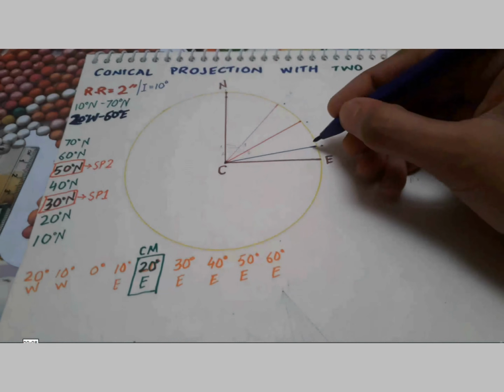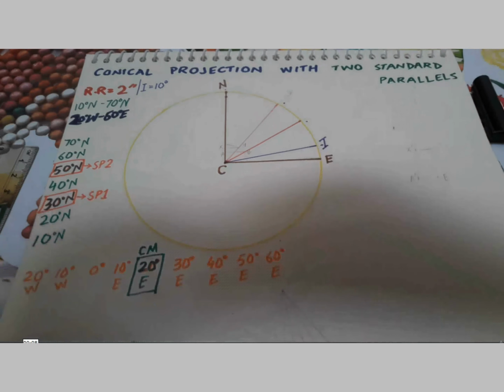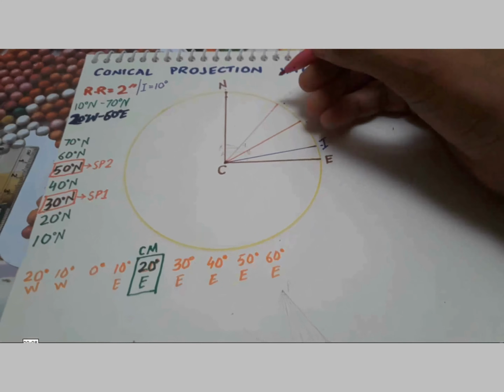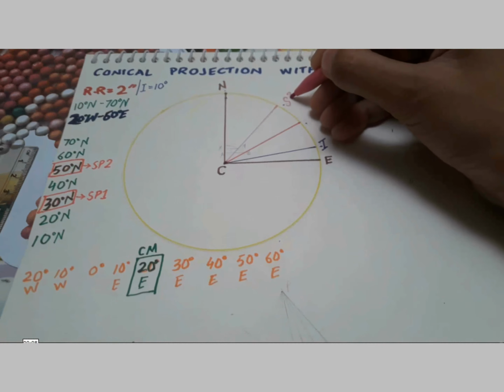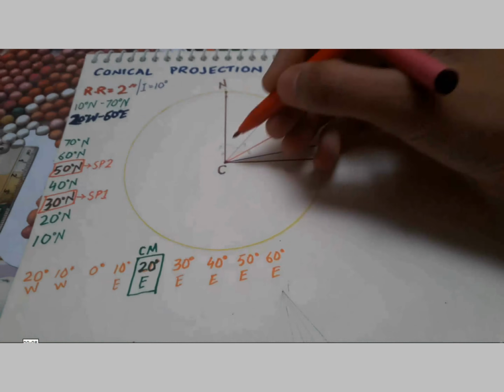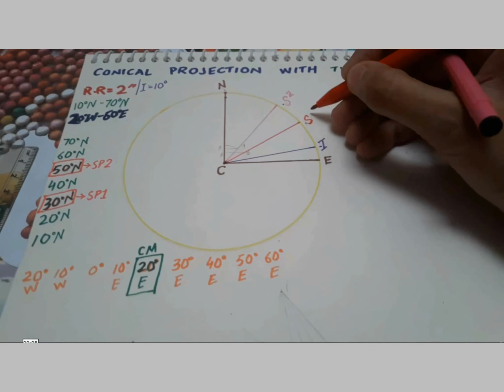And now we will label these. First one is interval, so it will be named as I. Just for the convenience, you can label it as something else as well if you like. This is for S2, the 50 degrees one, standard parallel 2, and the 30 degrees one will be named as S1.